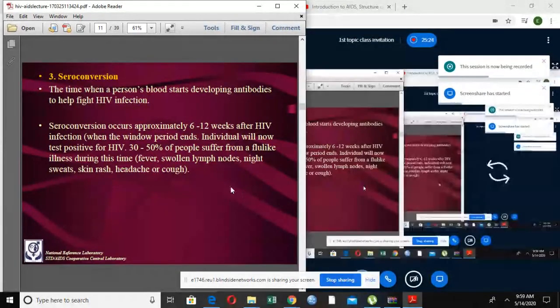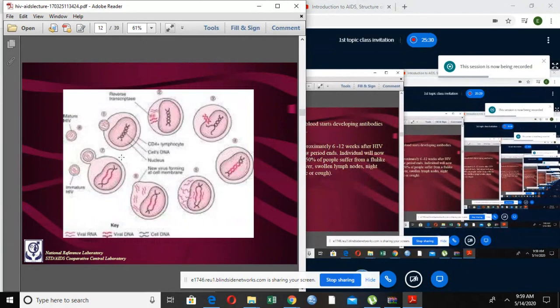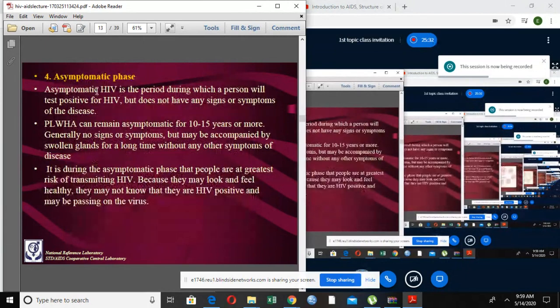Yeah, I was still on seroconversion. Remember, I've said it's the time that your body will start to produce some antibodies. Then, phase number 4 is the asymptomatic HIV, the period during which a person will test positive for HIV. At this phase, the person will test positive for HIV and AIDS, but does not have any signs or symptoms of the disease. So they will test positive, yes, because the seroconversion phase is over.